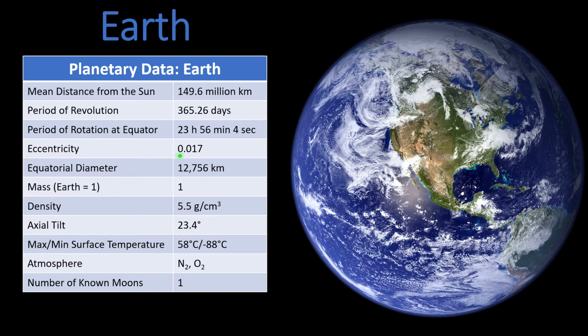The eccentricity, 0.017, is very close to 0. So we have a very round, it's not perfectly round, but it's a very round orbit. And similar to Venus in size, we're at 12,756 kilometers in diameter. Since we're comparing to Earth, we have the same mass because we are the Earth.